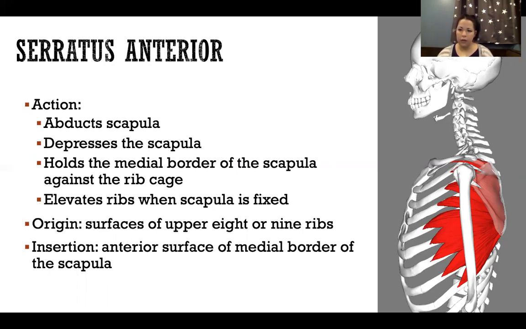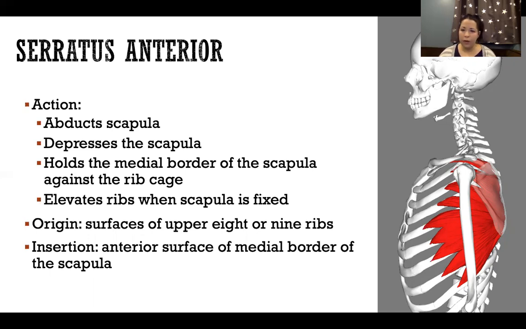And that happens because serratus anterior is, for whatever reason, not producing enough force and holding the medial borders of the scapulas onto the rib cage. So strengthening serratus anterior is very effective for correcting winged scapulas. So that's one thing it does. It holds the medial border of the scapula against the rib cage.